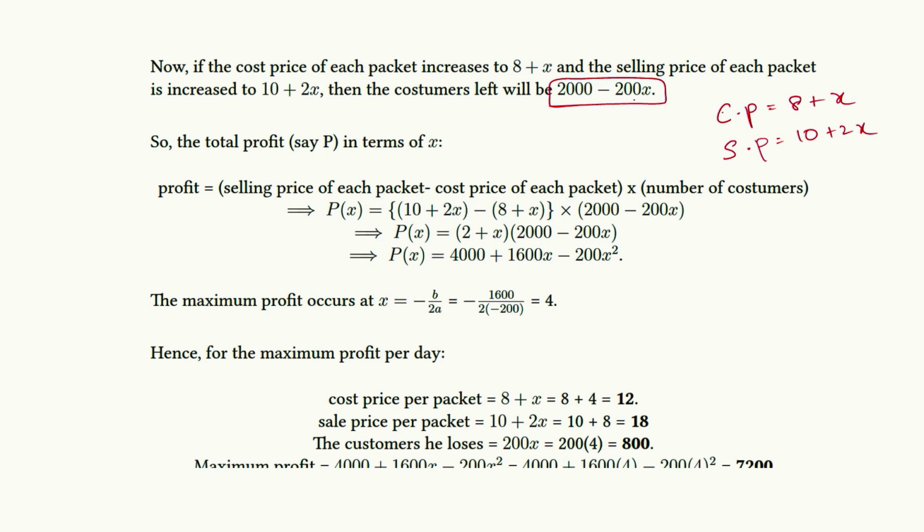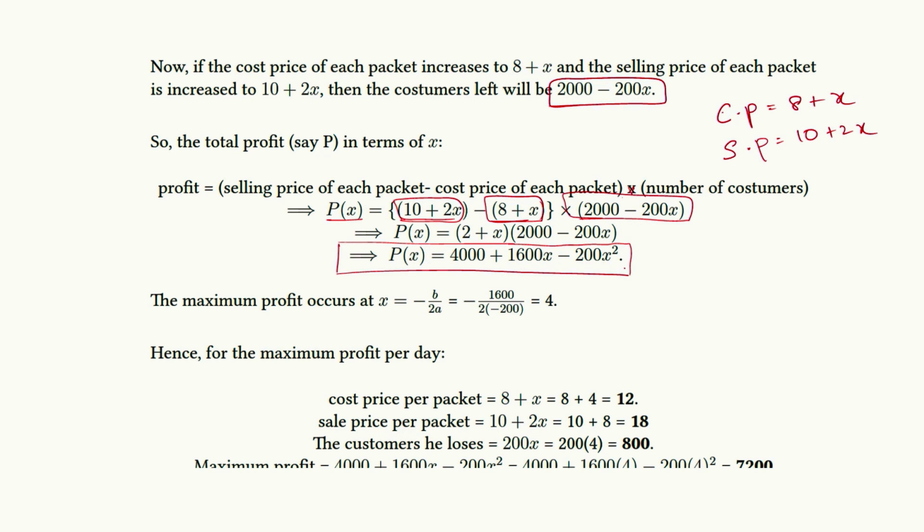Let's say the profit be P, and if you calculate the profit, it will be equal to the selling price of each packet minus the cost price of each packet times the number of customers, like the number of packets he sold. Now P of x will be, our new selling price will be 10 plus 2x, new cost price will be 8 plus x, and the customers left will be 2000 minus 200x. If we simplify this, we will get a quadratic equation. P of x is equal to 4000 plus 1600x minus 200x squared.